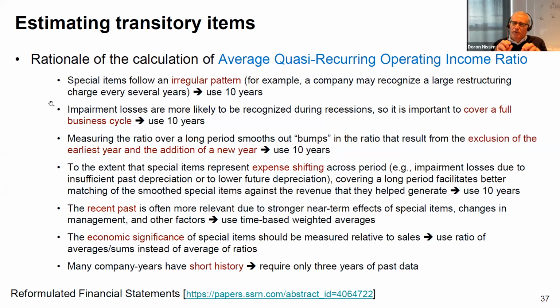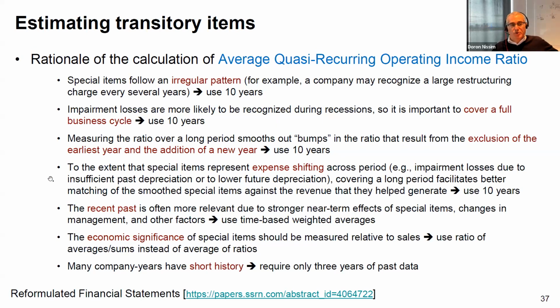Also, if you do that mechanically, you will see that if you have a relatively short period, then the change in this period, the adding of 1 year and the subtraction of the previous year, can give you a lot of bumps in this ratio. And this makes it less informative. So for these three reasons, you want a relatively long history that captures the full business cycle, accounts for the irregular pattern, and gets rid of this bump effect that I just mentioned, which empirically is a big deal if you do it over a short period.